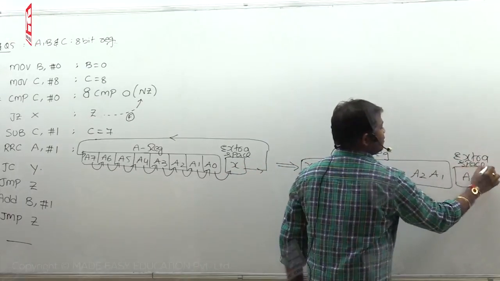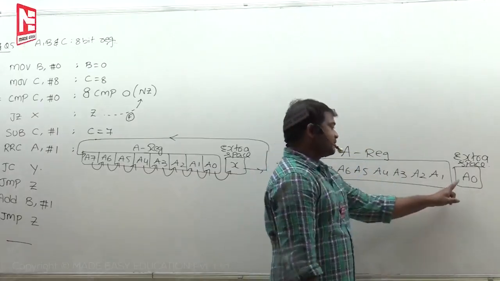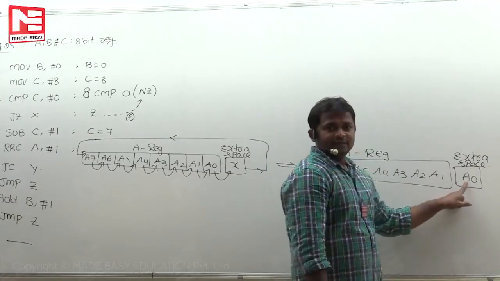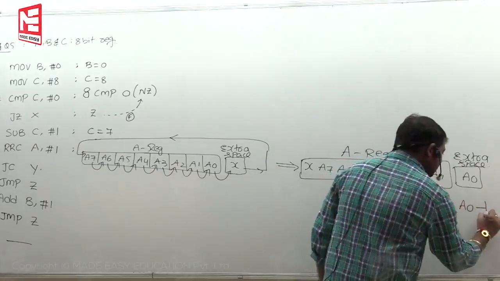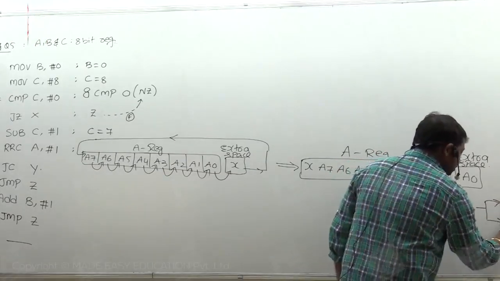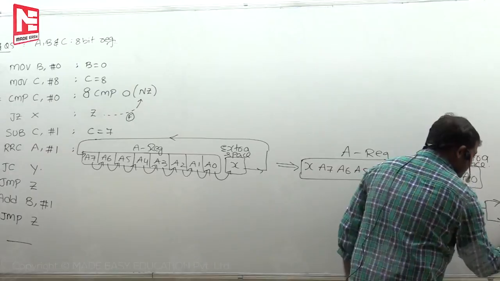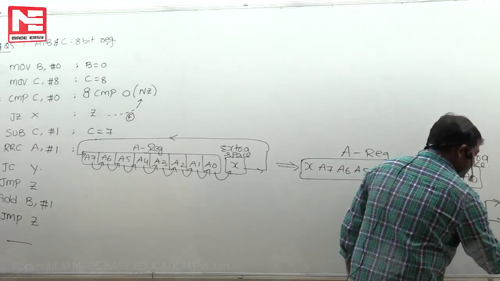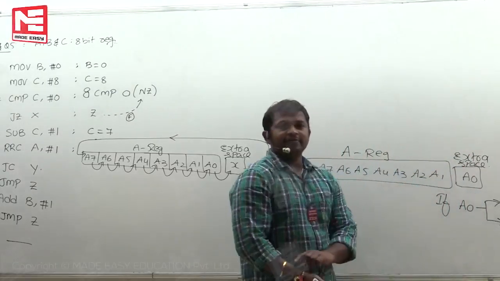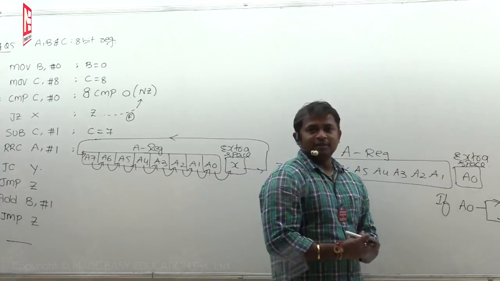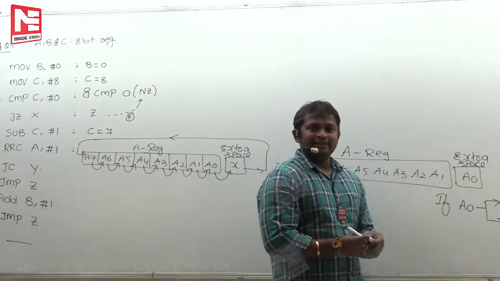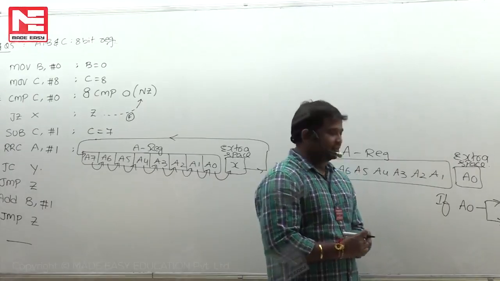Okay? Then what is its meaning? Based on the status of this extra space, the carry flag is set or reset. That means if A0 is 0, no carry. If A0 is 1, then carry. The carry flag will be set or reset based on the A0 bit. That means the LSB bit in the A register.